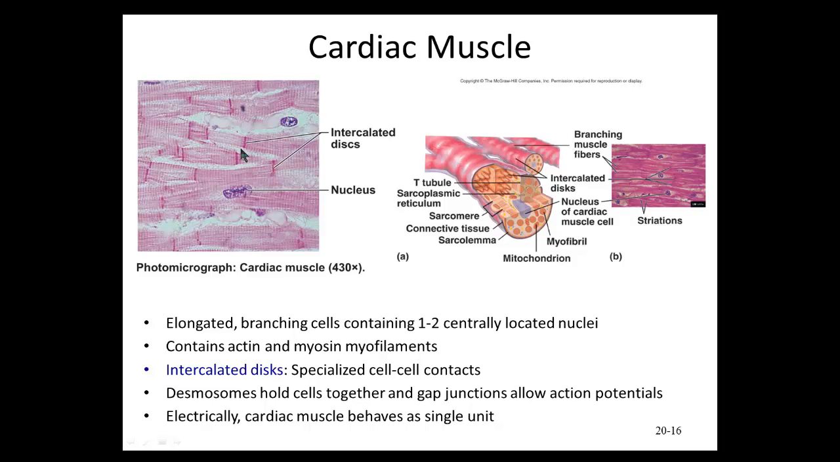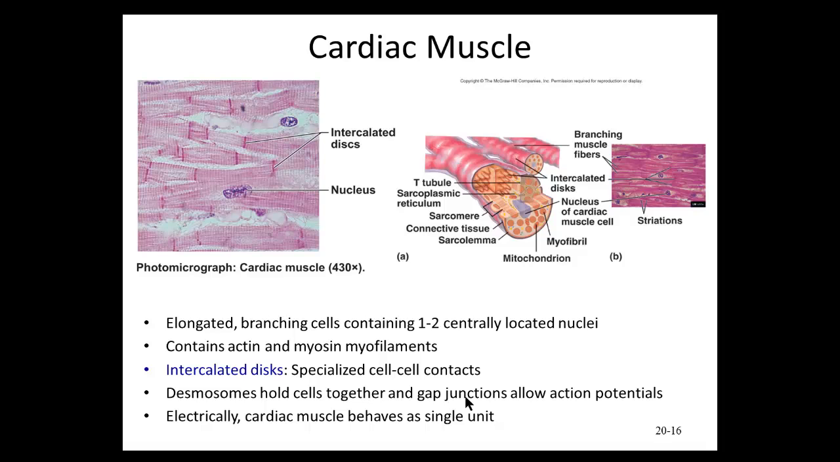There's two things we find at the intercalated discs. There's special structures that hold them together, tethers those cells together. They're called desmosomes. And then there's also special structures called gap junctions that allow an action potential from one cardiac muscle cell to go directly to the next muscle cell in this region of the intercalated discs.